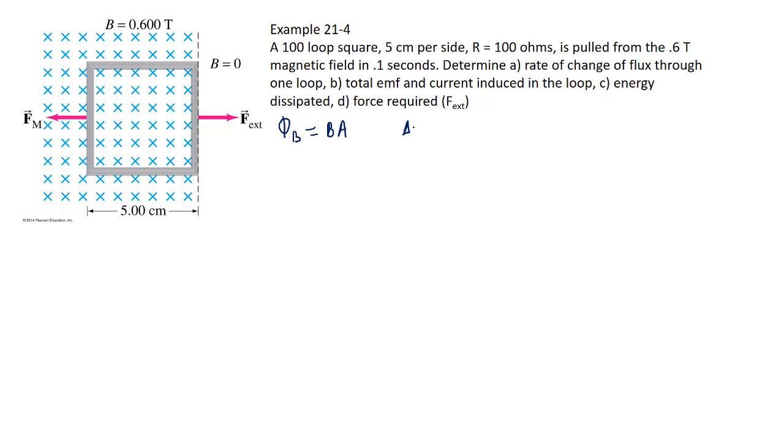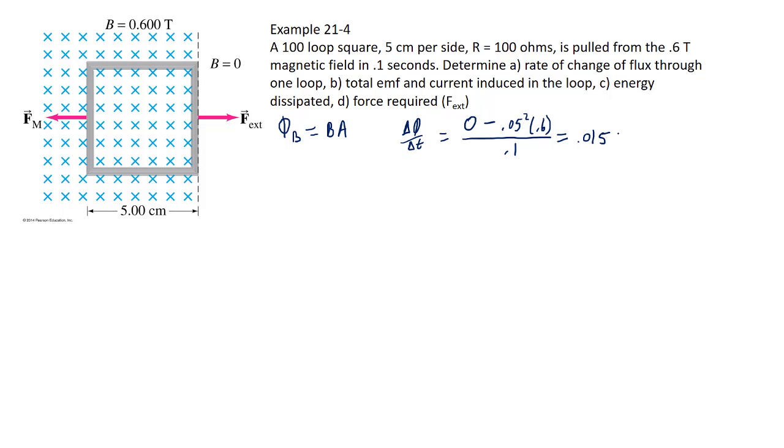Question A says determine the rate of change in flux. Well, the rate of change in flux is delta phi over delta t. In our case, that's going to be 0 minus whatever we started with, and it ends at 0 because this whole loop comes out of the magnetic field, and if there's no magnetic field, then there's no flux. So 0 minus 0.05 squared, that's the area, times 0.6, that is the magnetic field strength, over 0.1 seconds, because it takes 0.1 seconds for it to come out of the field. Now, this is going to get us 0.05 squared times 0.6 divided by 0.1, 0.015.